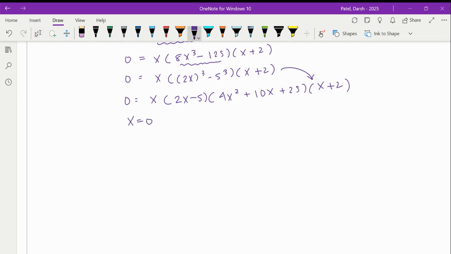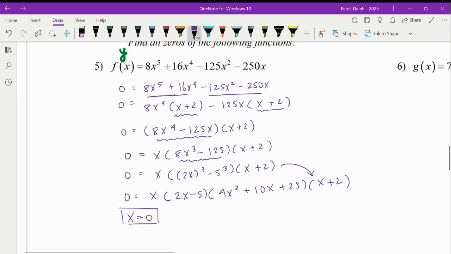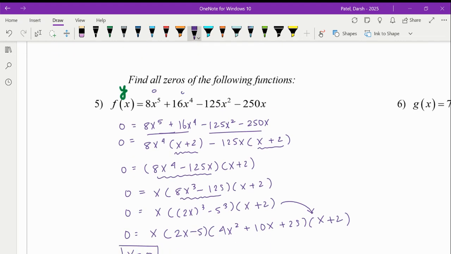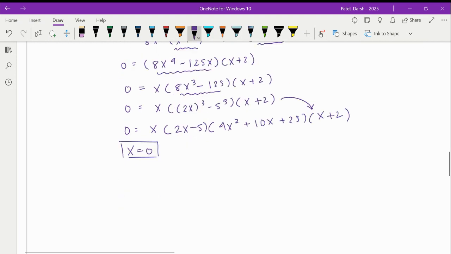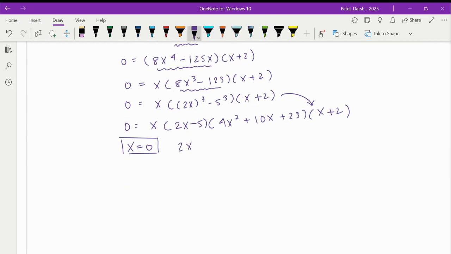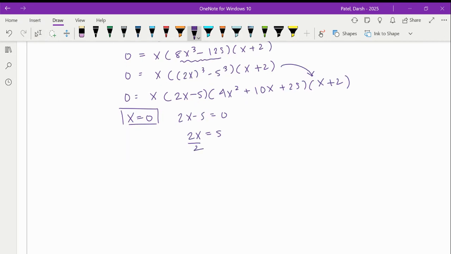So x is equal to 0, right? So let's quickly see if that works. 0, 0, 0, 0, and 0. That works. 2x minus 5 equals 0. 2x equals 5. Divide both sides by 2. X equals 5 over 2. That should work. And then we're just going to skip this for now, since it looks kind of wonky. X equals negative 2 is another answer.